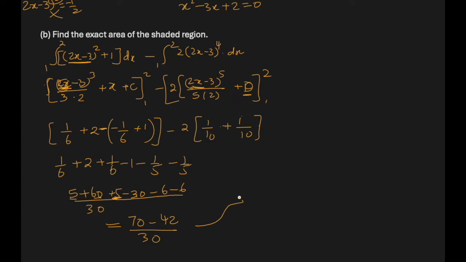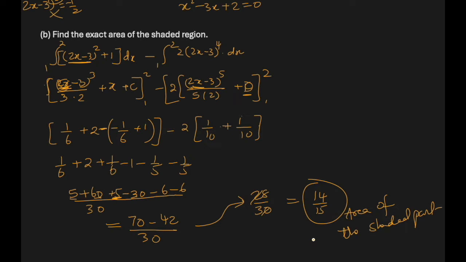That gives me 28 over 30, and if I simplify this, I get 14 out of 15, which is the area of the shaded part. Voila, done. Next.